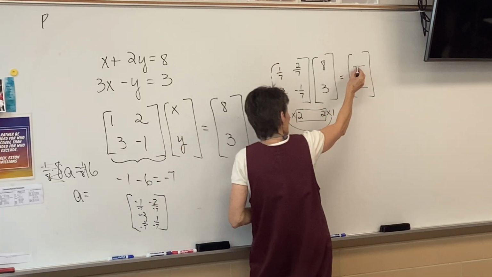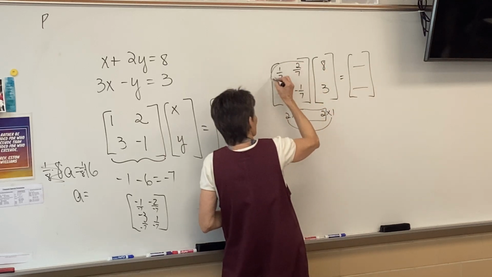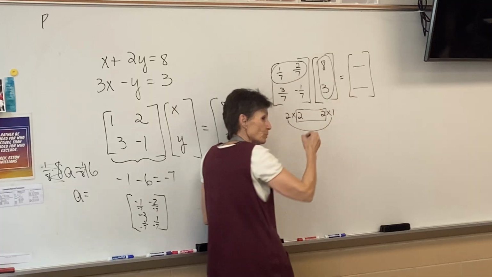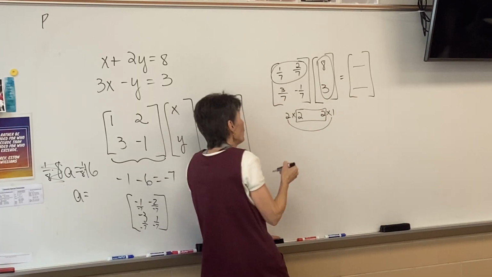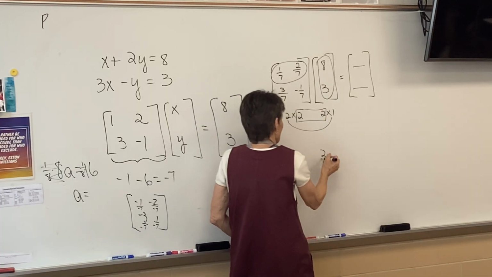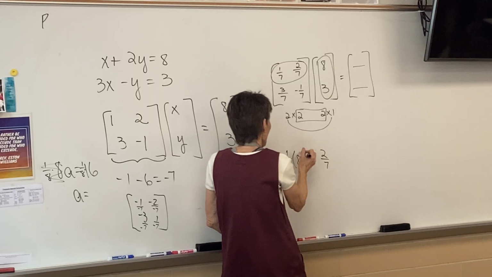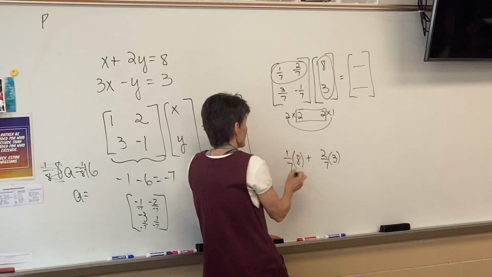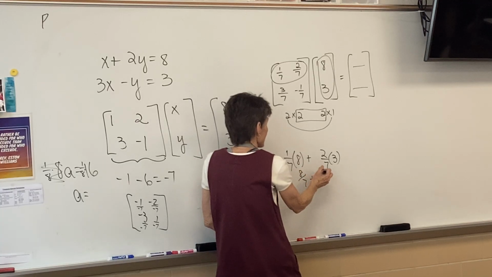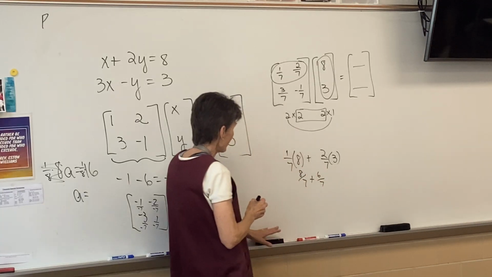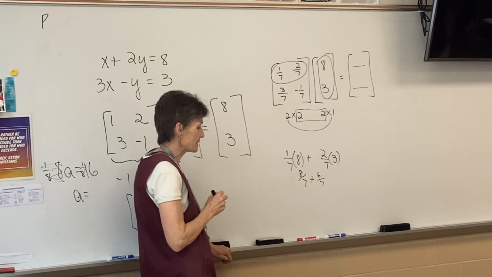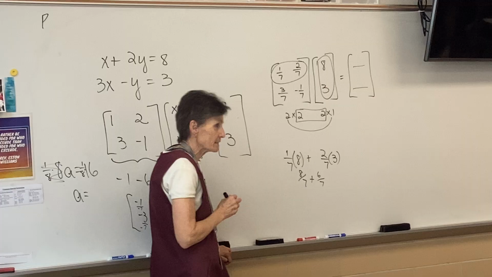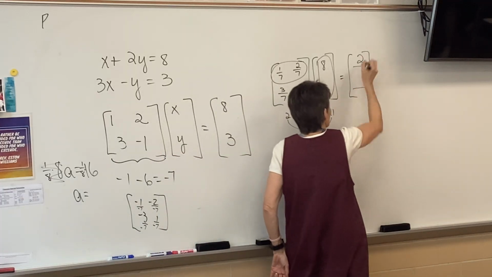To find that number, I'm going to take row 1 times column 1. Remember doing this yesterday? Row 1 times column 1. So that's 8/7 and 6/7. What's 8/7 and 6/7? It's 14/7, which is 2.